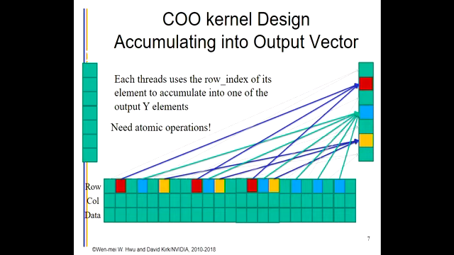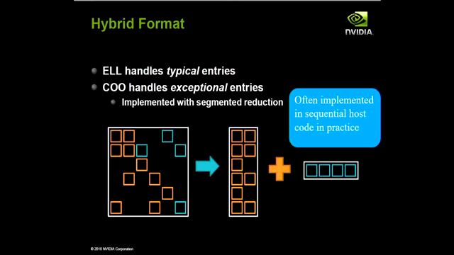So this is why, if you have a COO format, you have completely randomized, resorted elements, then you need to use an atomic operation whenever you write into the Y element. Okay? So this is the COO format. So why is it relevant?